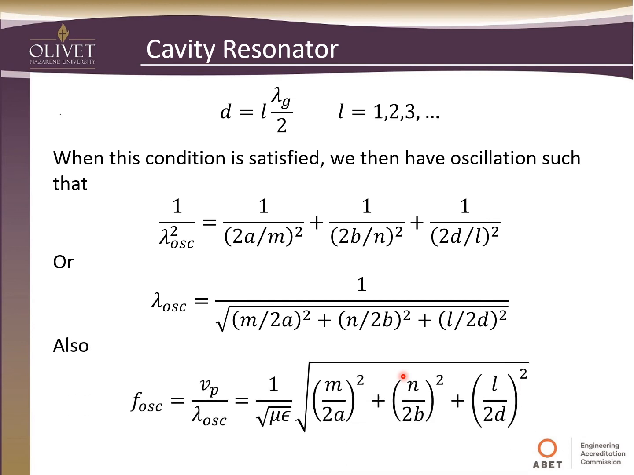We can extend this as well to get our oscillating frequencies. Again, taking the phase velocity and dividing it by this wavelength, we come up with just the three-dimensional extension of what we looked at earlier.